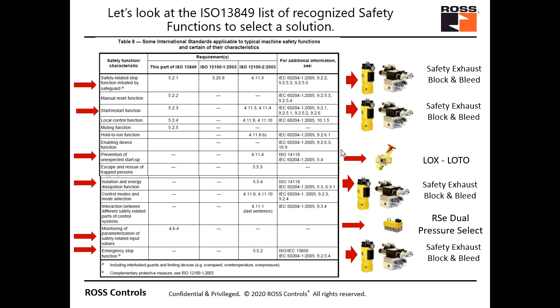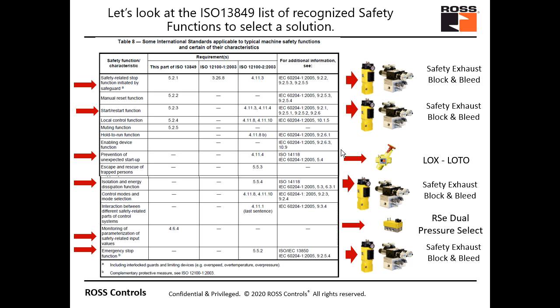Another one might be, if you look at the fourth one down, the energy isolation and dissipation function. I interrupt that light curtain and dump air, or I hit that e-stop button. Another one might be parameterization of safety-related values. What if I interrupt that light curtain and I suddenly change the speed of the robot, or reduce the air pressure supplied to the machine? These are using parameters to drive different safety behavior. And then, of course, there's always an e-stop function, because as we know, every machine needs to have an e-stop. So these are all functions that can combine to make a complete machine solution.